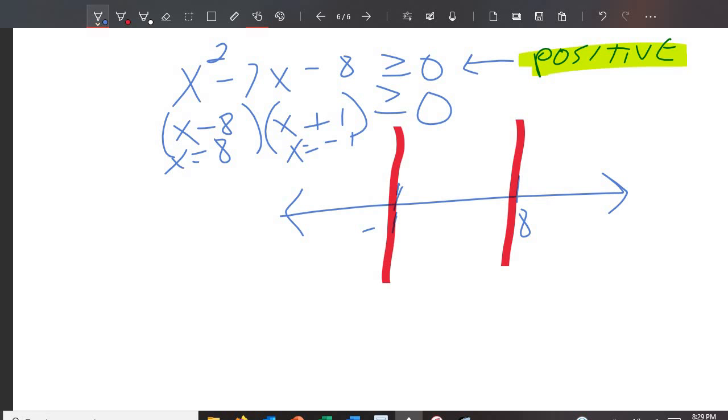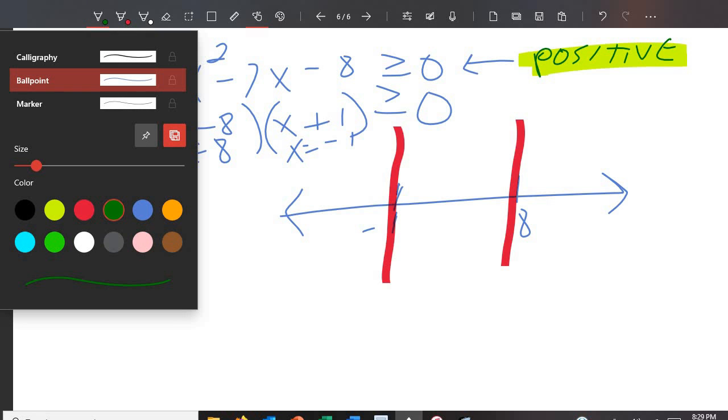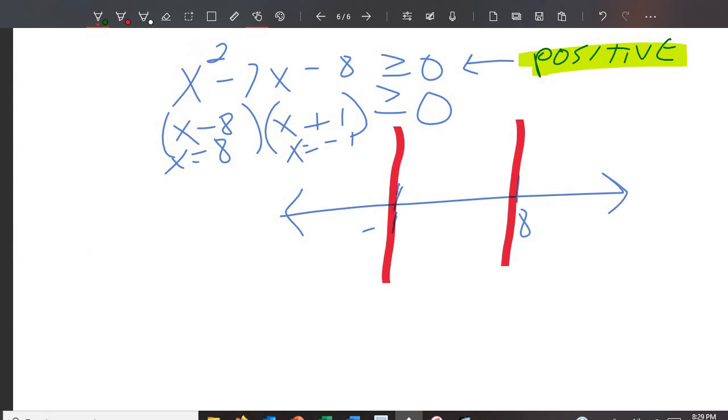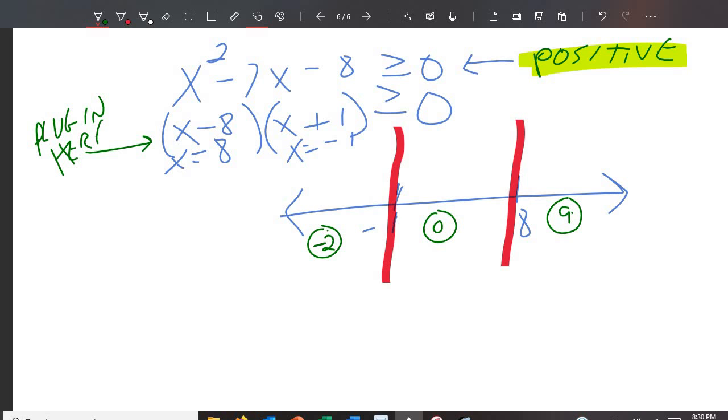Okay, now let's choose our test values. On this side, we're going to choose negative 2. In the middle, I'm going to choose 0. On this side, I'm going to choose 9. Now, I want us to plug them in right here, in the factored form. So let's plug these in.